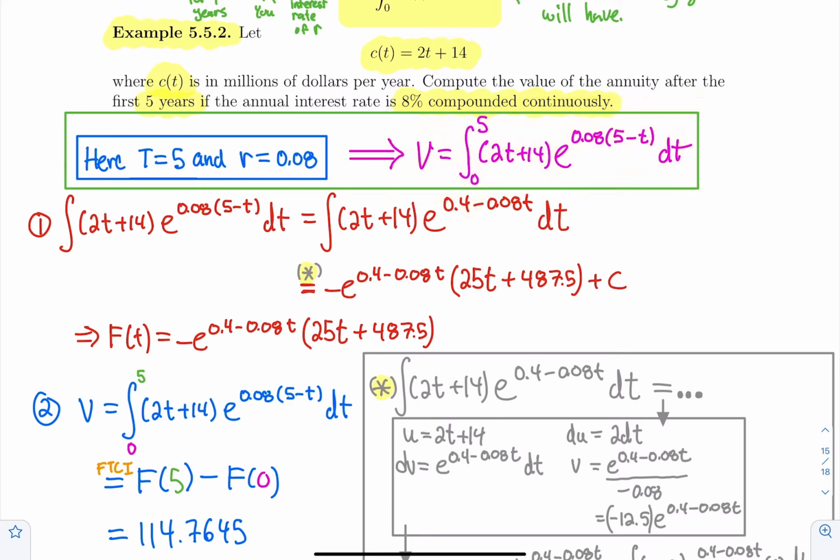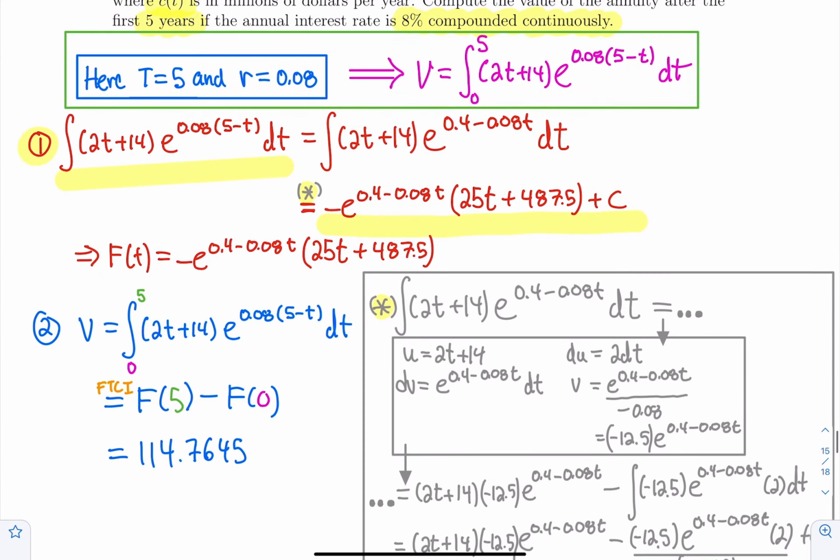Then the question is basically over. The first step, you forget about the bounds. You write your question as an indefinite integral. If you do the indefinite integral of (2t plus 14) times e to the power of 0.08 times (5 minus t) dt, you can get, using integration by parts, and I have the details if needed for you in this question, that the family of antiderivatives is minus e to the power of 0.4 minus 0.08t times (25t plus 487.5) plus C. And then by just replacing C by 0, you get an example of a primitive.